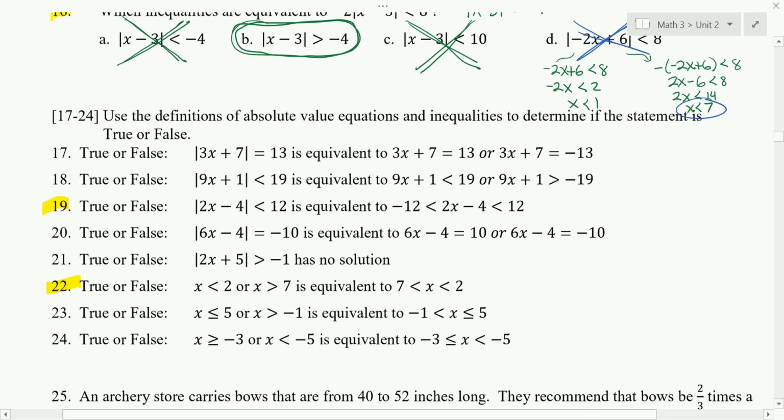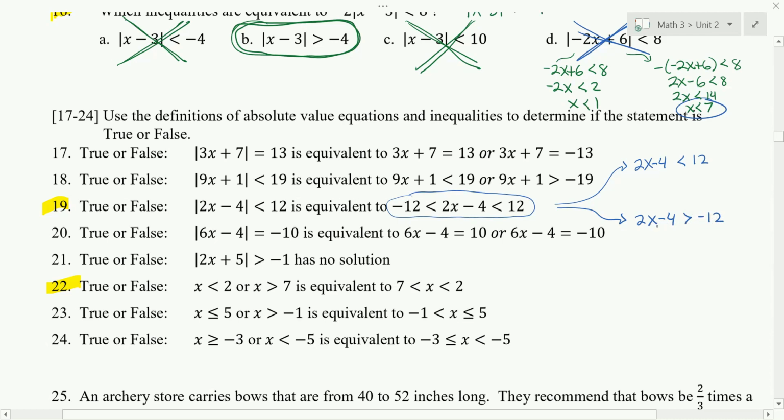Let's take a look at 19. It says true or false. The absolute value of 2x minus 4 is less than 12 is equivalent to what's stated here: -12 is less than 2x minus 4, which is less than 12. So this is a compound inequality, and I'm going to split that up into the two inequalities. One would say 2x minus 4 is less than 12. The other one would say that 2x minus 4 is greater than -12.